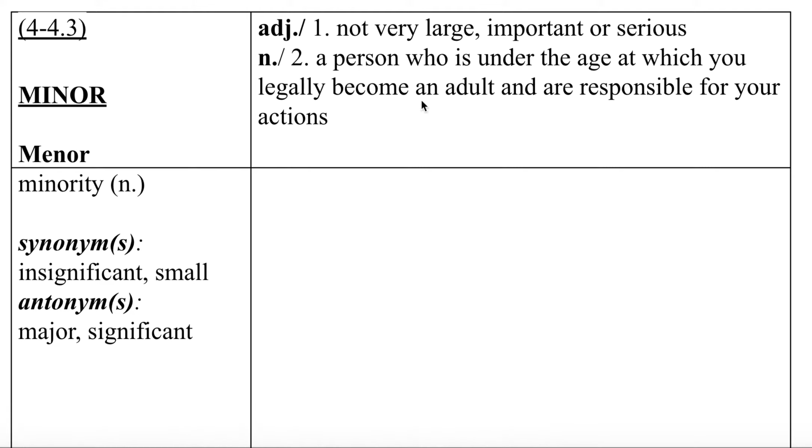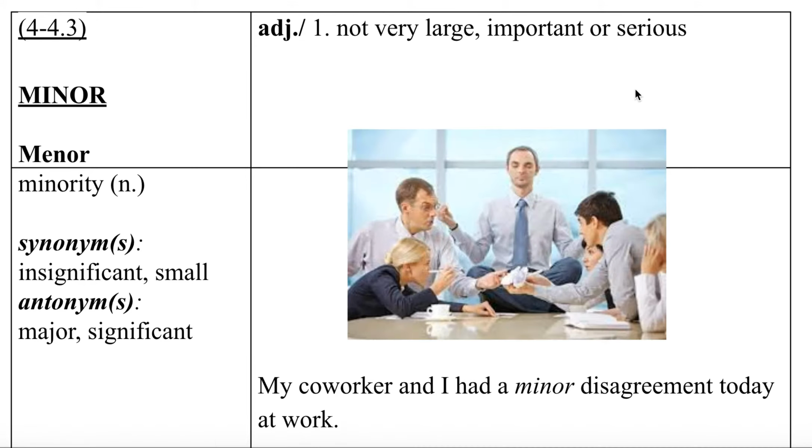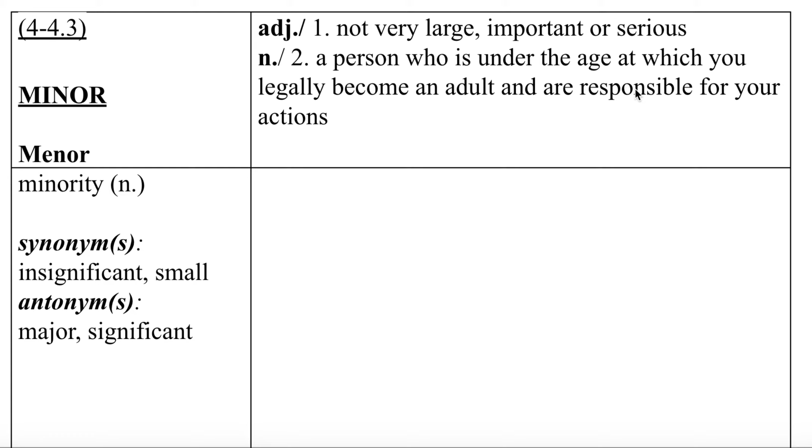The second definition for minor, the noun definition, is for a person. A minor is a person who is under the age at which you legally become an adult and are responsible for your own actions. So in the United States, that age is 18 for most things, except the only thing you can't do when you're 18 is drink alcohol, right? But in every other way, when you're 18, you're not a minor anymore, you're an adult. But anybody under 18 is called a minor.